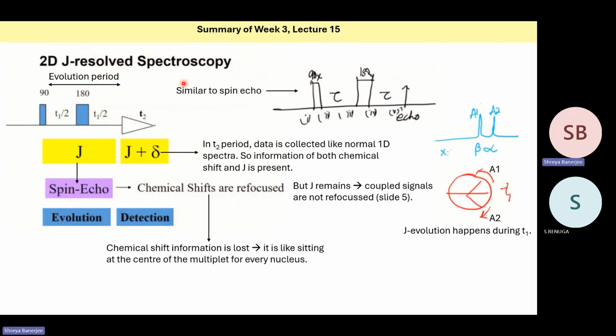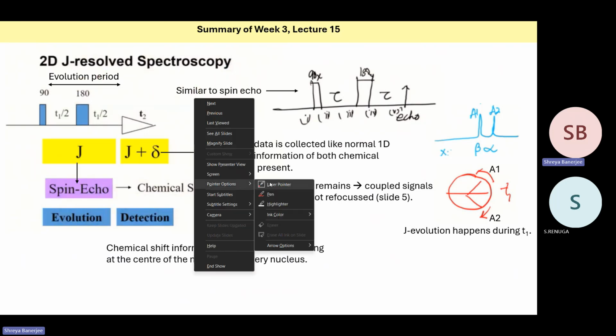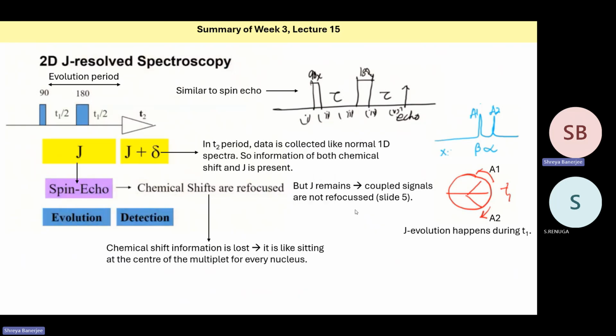This is a special kind of 2D NMR, which is called 2D J-resolved spectroscopy. The initial part of this is similar to the spin echo. In spin echo, you have a 90x pulse followed by a time period tau, then a 180 pulse followed by another time period tau. That part is similar. So this part that you can see in the arrow is similar to spin echo. Now in spin echo, we have seen that the J value is retained and the chemical shifts are getting refocused.